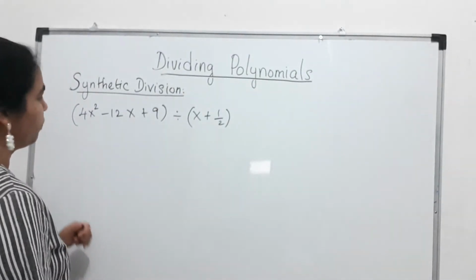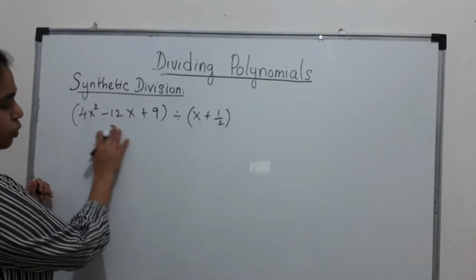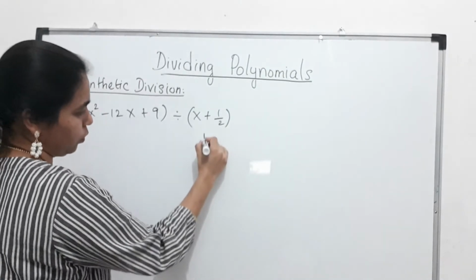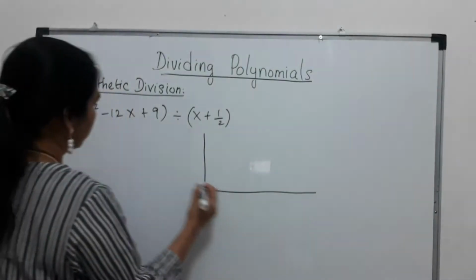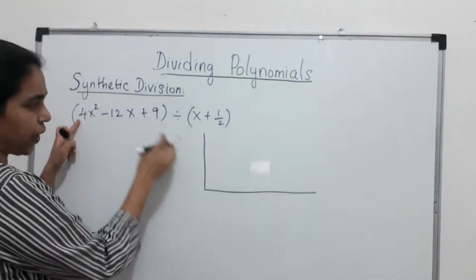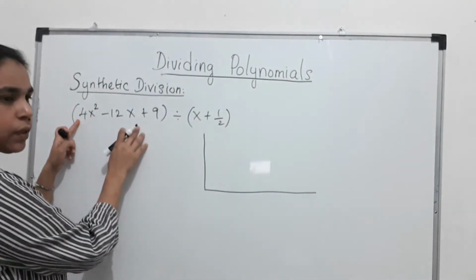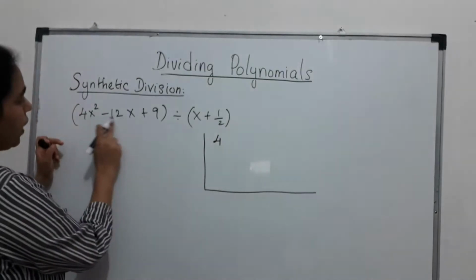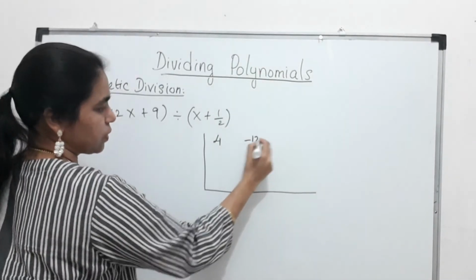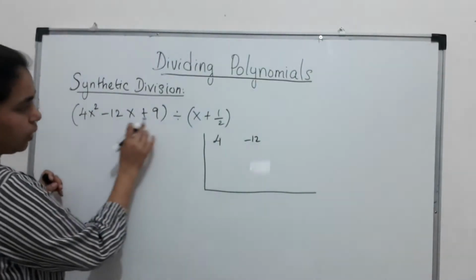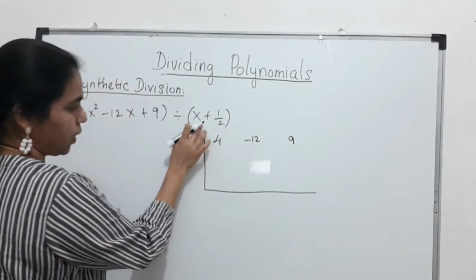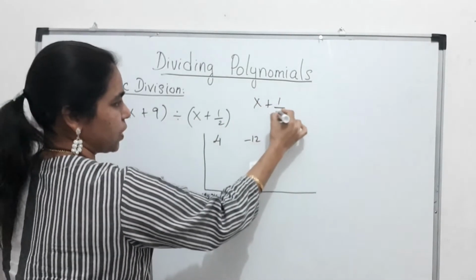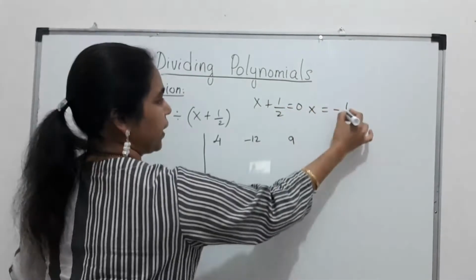Okay, so to divide this one by x plus half, by using synthetic division, you have to make a box like this. First of all, in here you don't have to write the whole polynomial, you just have to take the coefficients. So first coefficient is 4, so you have to write that 4, and this is negative 12. Leave some space in between, minus 12, and this is 9. Okay, and you are dividing by x plus half. So x plus half is equal to 0, so x is equal to negative half.